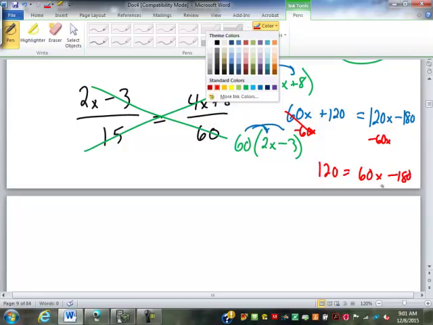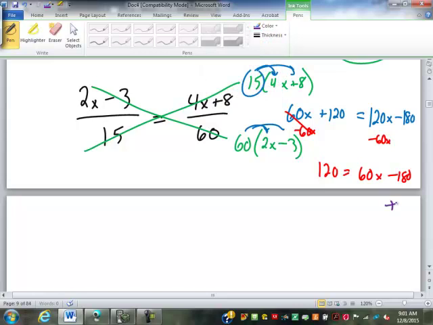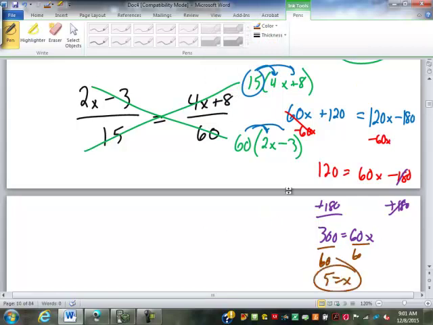And then add 180. 300 equals 60x. And then divide by 60. 5 equals x. Yeah, x equals 5.